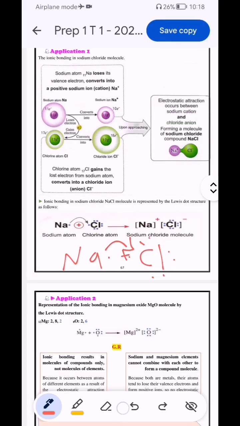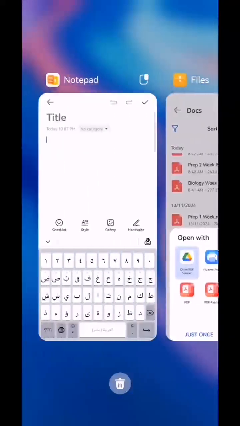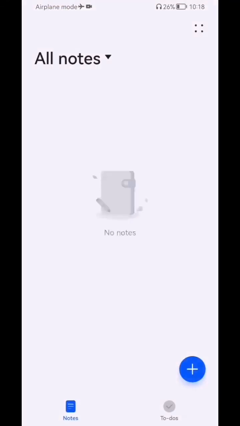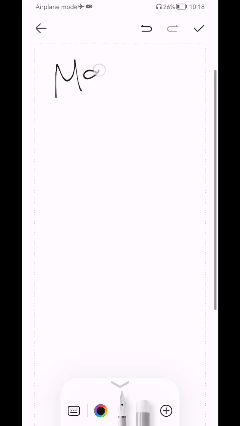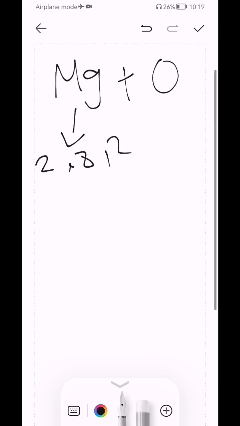Okay. Another example, Mg plus O2. Look at this. Mg plus O. Mg is a metal, and O is a non-metal. So what is the type of bond that occurs between them? It's ionic bonding. Mg is 2, 8, 2 and oxygen is 2, 6. Mg will lose these two electrons and oxygen will gain them.